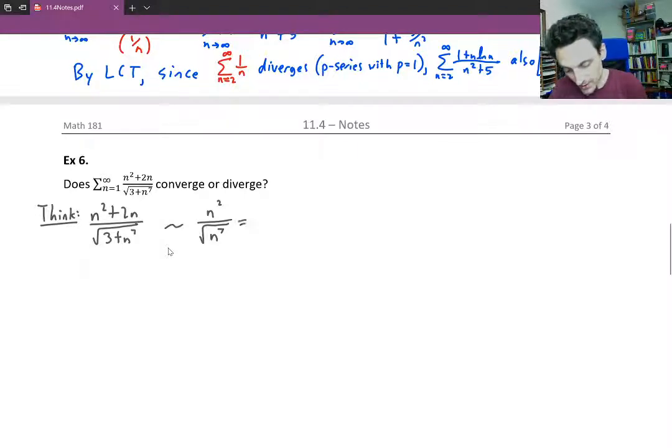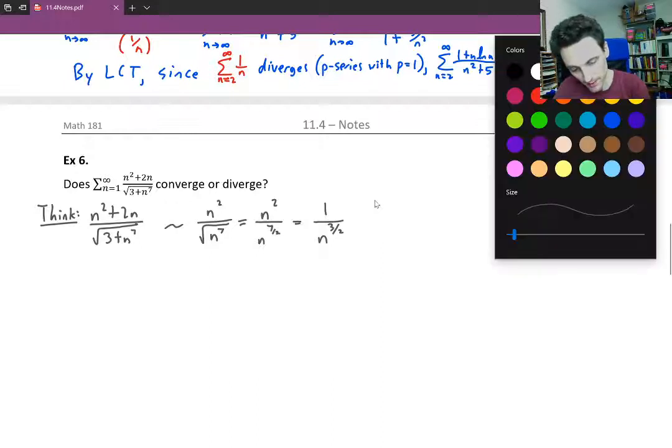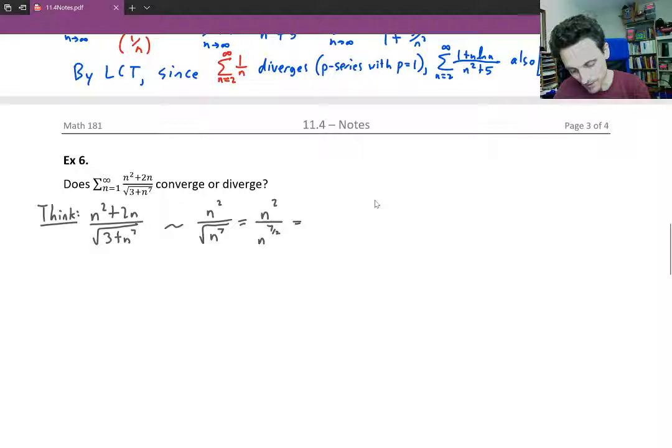Now, what we could do is try to simplify this. So we have n squared over n to the 7 halves, which would be 1 over n to the 3 halves. You can think this will be n to the 2 minus 7 halves, which is negative 3 halves, and that would be 1 over n to the 3 halves. And this is the series that we want to compare to. So these are our b sub n's. I really should be writing these in red, actually. 1 over n to the 3 halves. These are our b sub n's here.